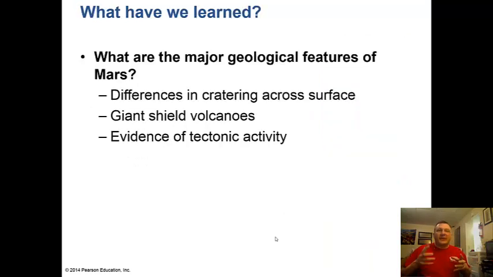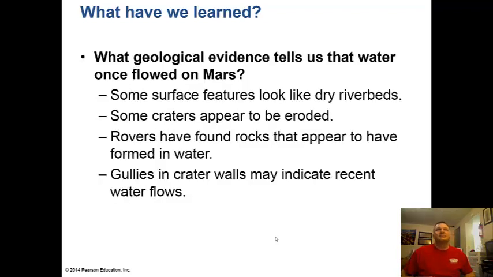So we have learned that there are differences in cratering across the surface, that giant shield volcanoes exist, and that evidence of tectonic activity exists on Mars. We know that some surface features look like dry riverbeds. Some craters appear to be eroded by wind and water. Our numerous rovers on Mars, which my former intern is in charge of landing. She was my high school intern many years ago, and her job is to land rovers on Mars. And these rovers have found rocks that appear to have formed in water. And then there are gullies in the crater walls that may indicate recent water flows.